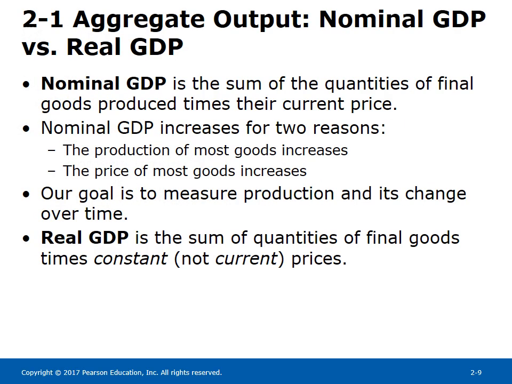Aggregate output, nominal GDP versus real GDP. Nominal GDP is the sum of the quantities of final goods produced times their current price. Nominal GDP increases for two reasons. The production of most goods increases. The price of most goods increases. Our goal is to measure production and its change over time. Real GDP is the sum of quantities of final goods times constant, not current prices.